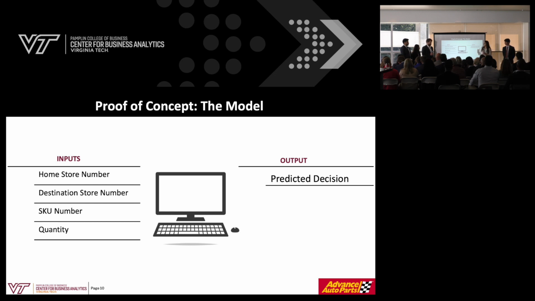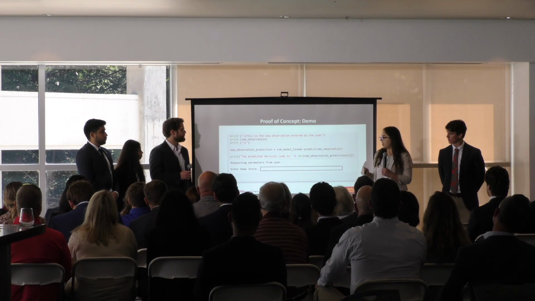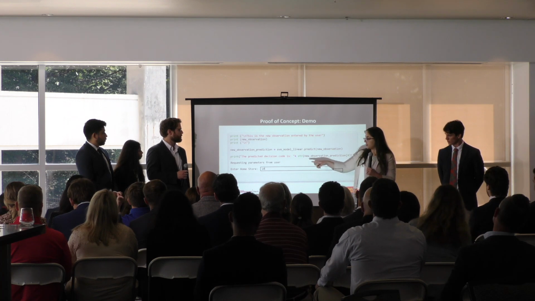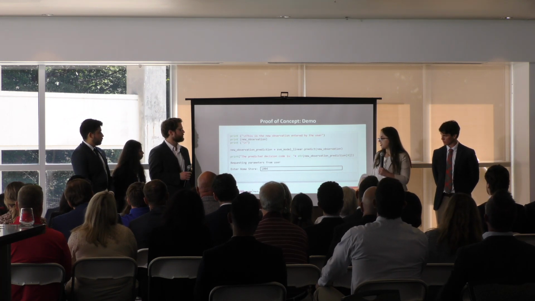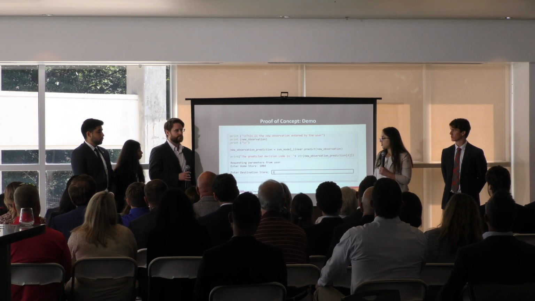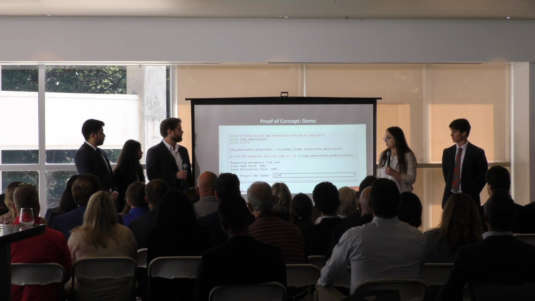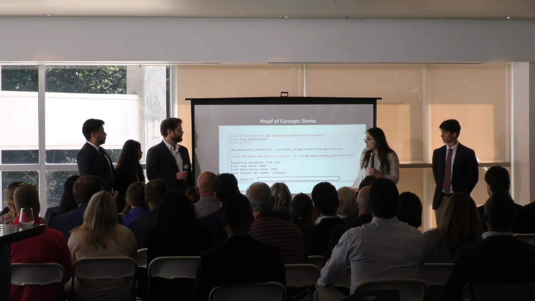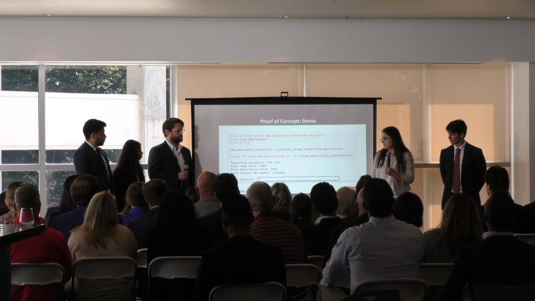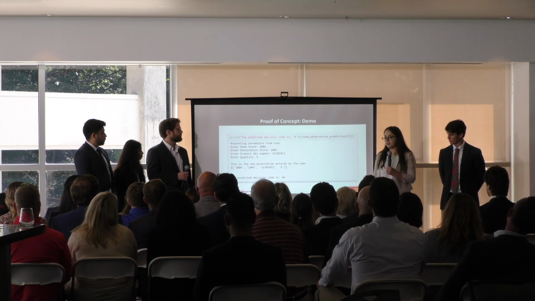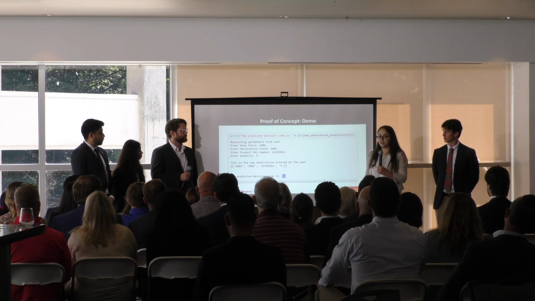So the way it works is that the store manager will have to enter the home store number, destination store number, the SKU number associated with the part, and quantity. And then the output will be a predicted decision, which will be yes, no, or a manager's decision. So next will be our video demonstration, where you see here the manager will enter the home store number, which is their store. Next will be the destination store number, which is the store where they're going to go pick up the part from. And after that is the SKU associated with the part that they're going to chase. Then the quantity that they're going to chase. And then for this particular example, the response is a no, so the manager will not continue with the chase.